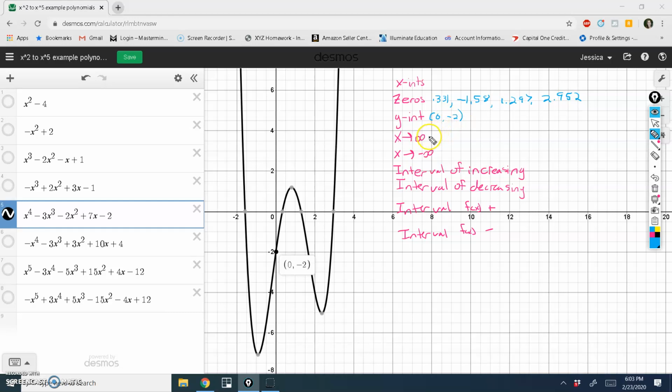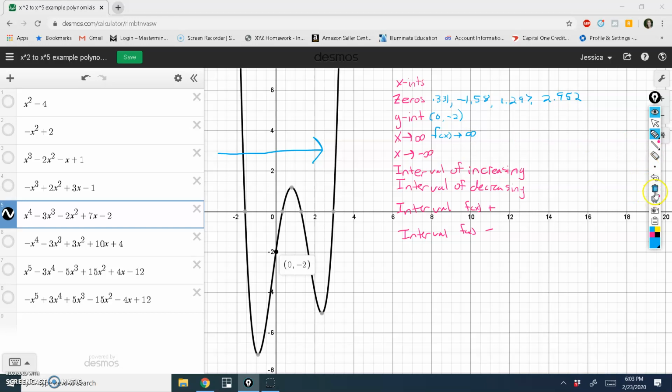What happens in this graph as x goes to infinity? So we're looking as we go to the right. Where does this graph go? Let's see, it goes down, then it goes up, then it goes down, then it goes up, then it looks like it's going to go up forever. So as x goes to infinity, f of x, or the function, will also go to infinity.